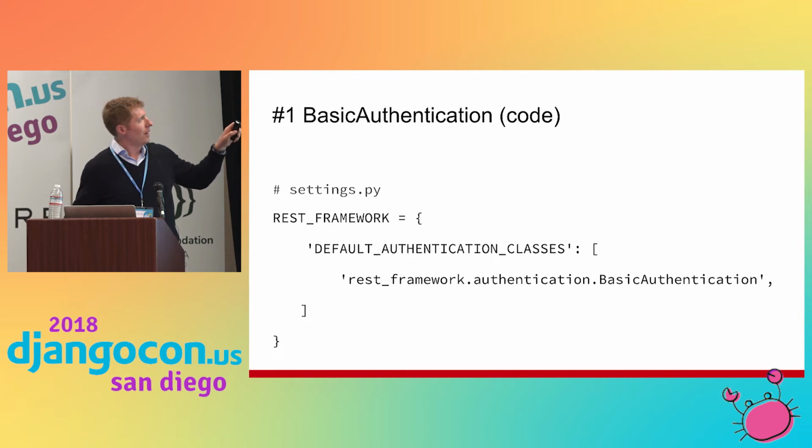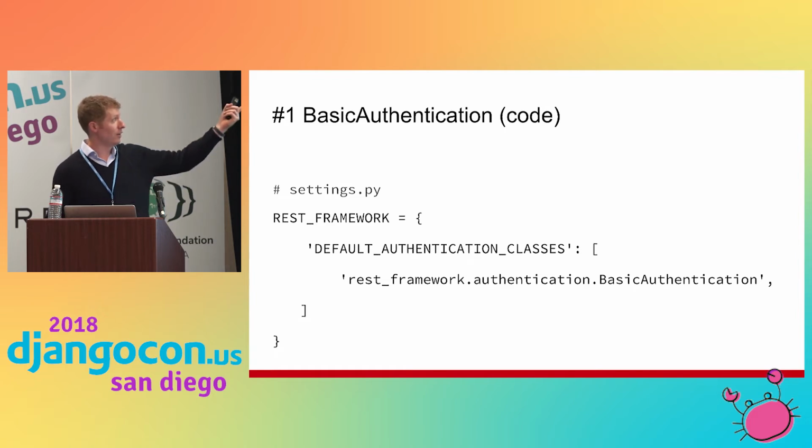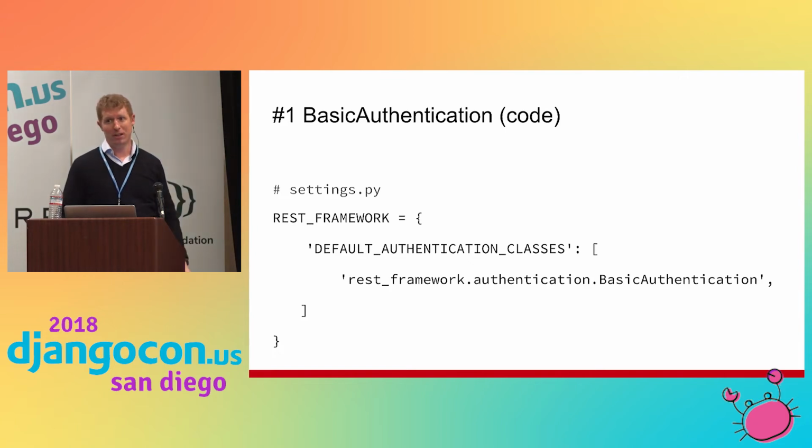Okay, got ahead of myself. And then how do you add authentication to an existing project? It's really easy with the REST framework. We go down to our default authentication classes, boom, right there. That's really all you need.